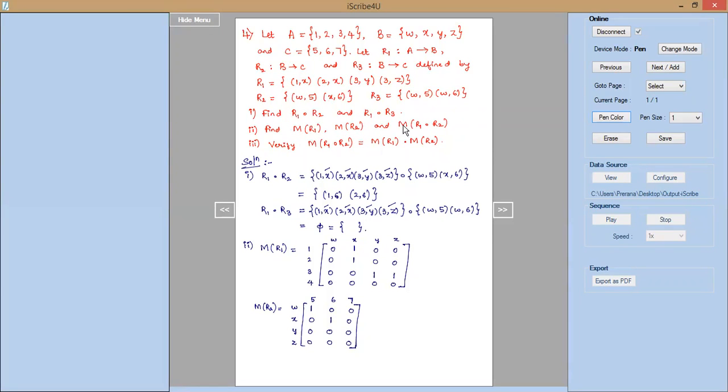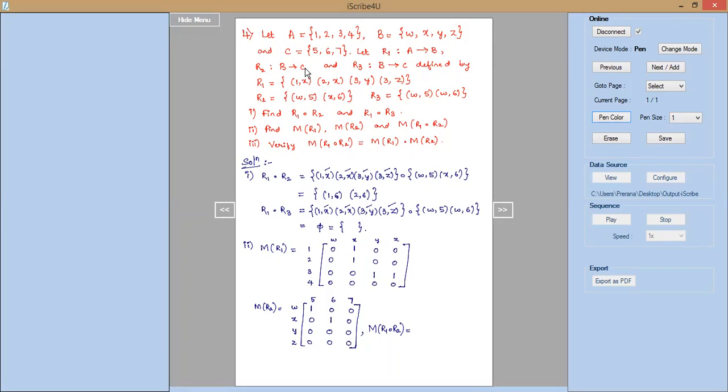Now finally, in the second sub question, we also have to find matrix R1 composition R2. R1 composition R2, which we found in the first sub question, is 1, 6 and 2, 6. We have to recognize which relation this is first. R1 is a relation from A to B and R2 is a relation from B to C. So the resultant R1 composition R2 will be a relation from A to C.